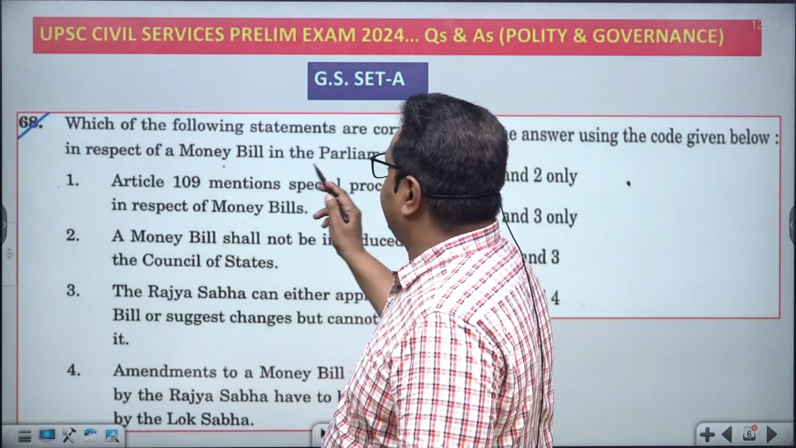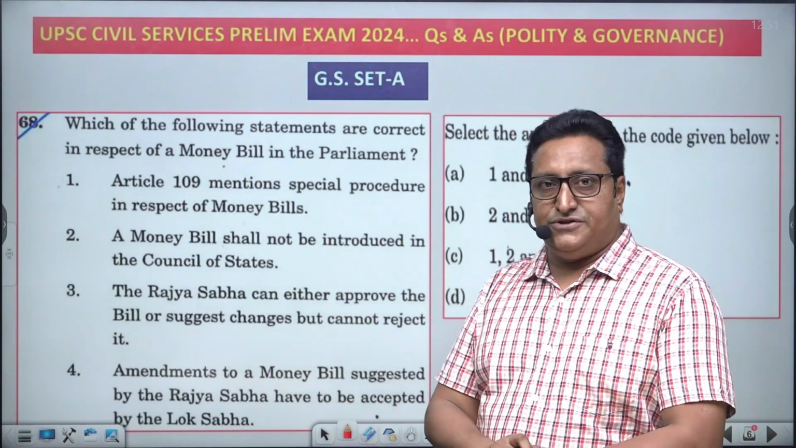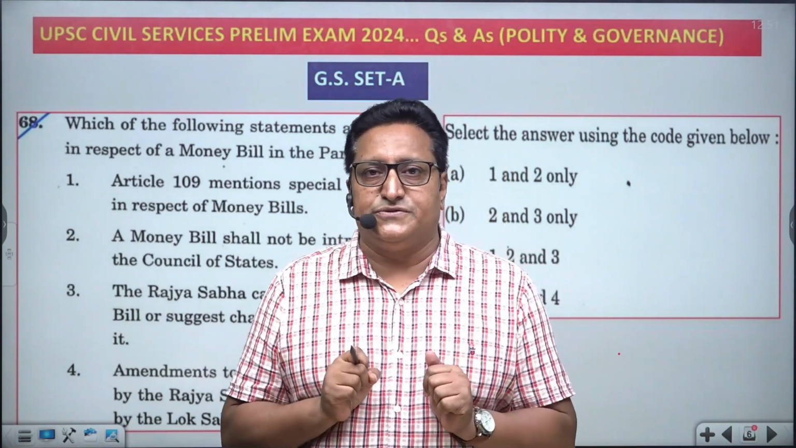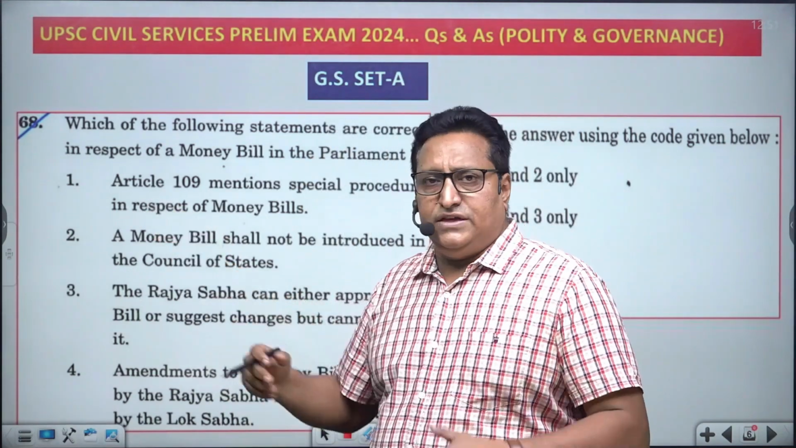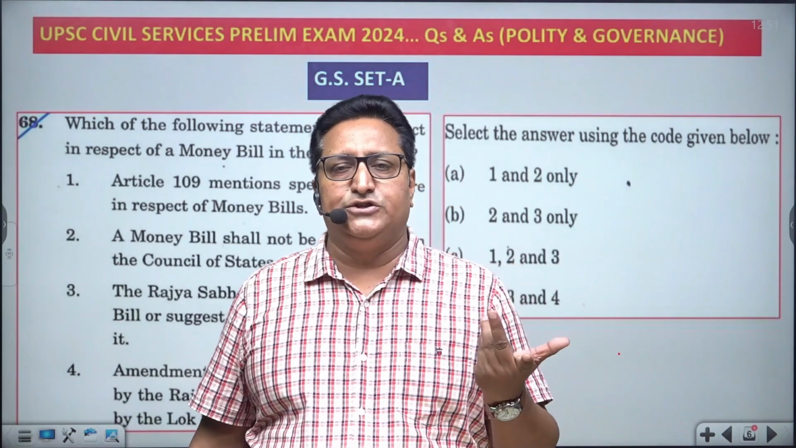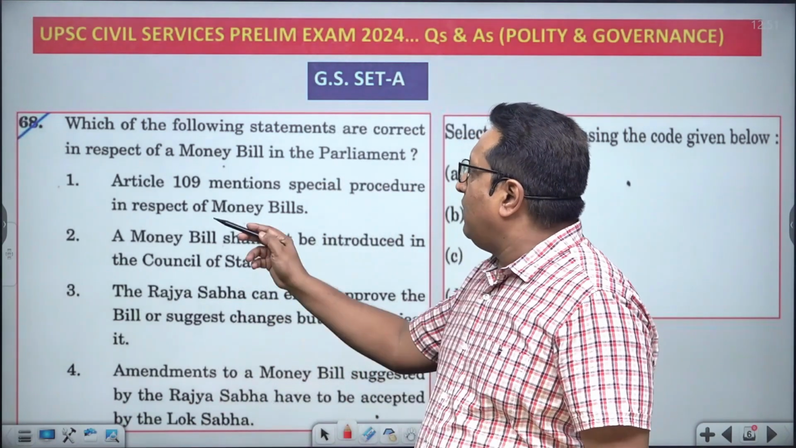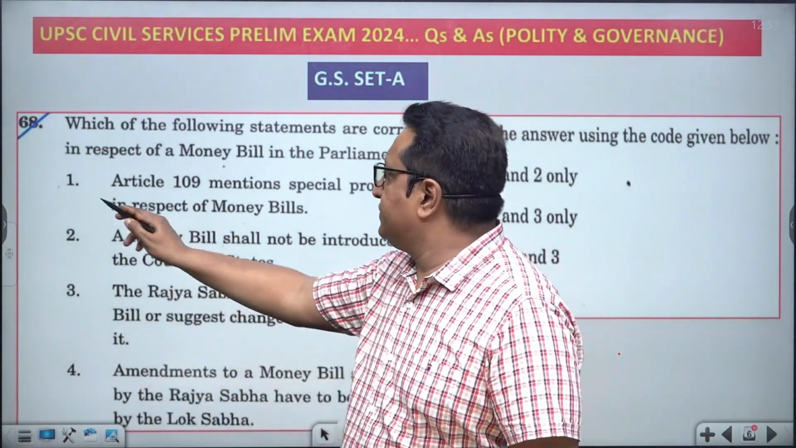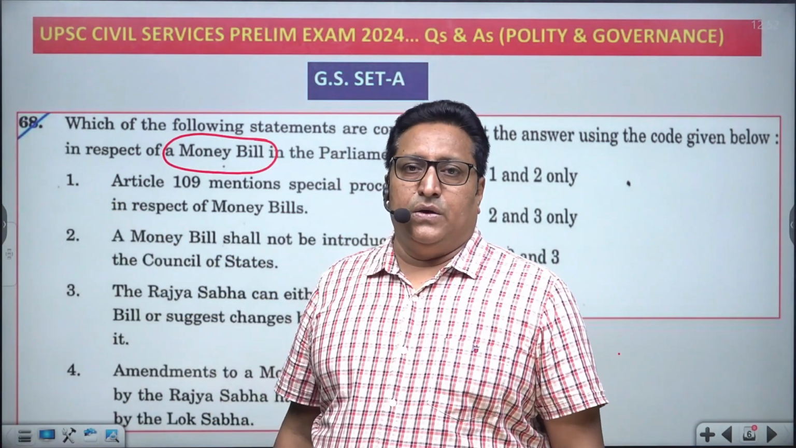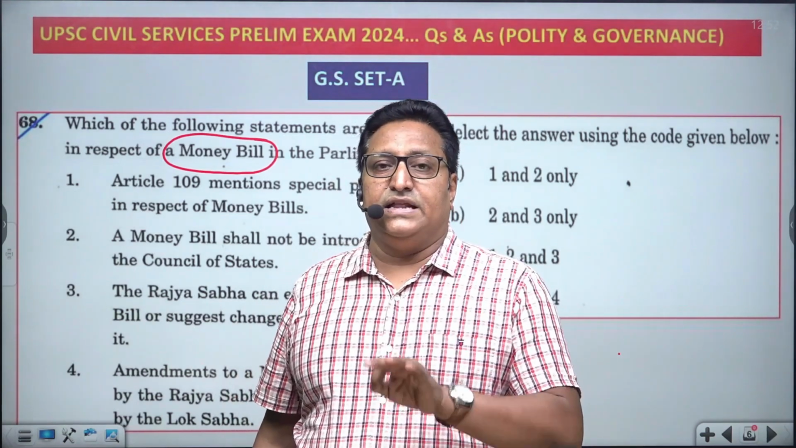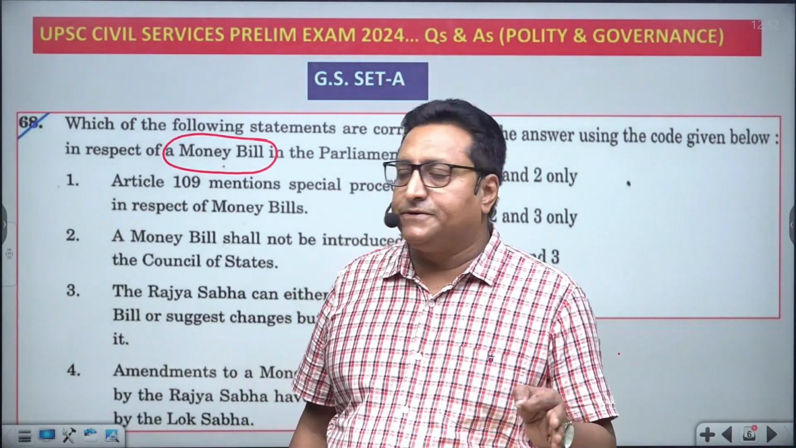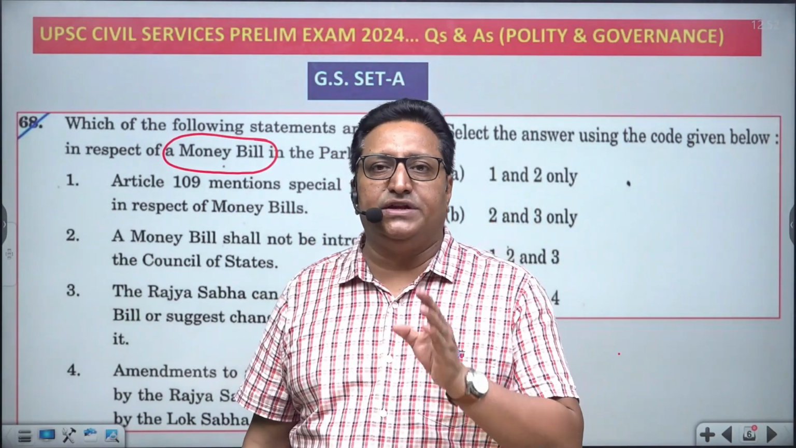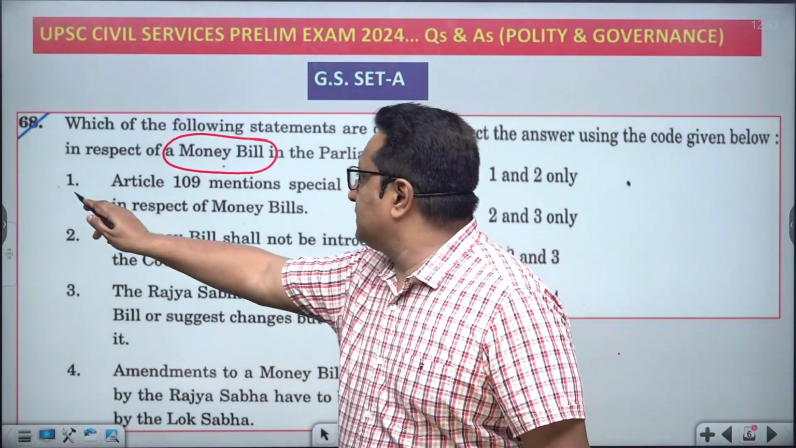Now, which of the following statements are correct in respect of money bill in the Parliament? So it talks about money bill, and this is again directly from the constitutional provisions, right? And these are very important things, money bill, finance bill, all these are very important things. Now, Article 109 mentions a special procedure in respect of money bill. So this is clearly correct. Okay. Article 110 tells about the procedures, right? Sorry, 109 tells about the procedure, 110 talks about the definition of money bill. Fine. So this is correct.